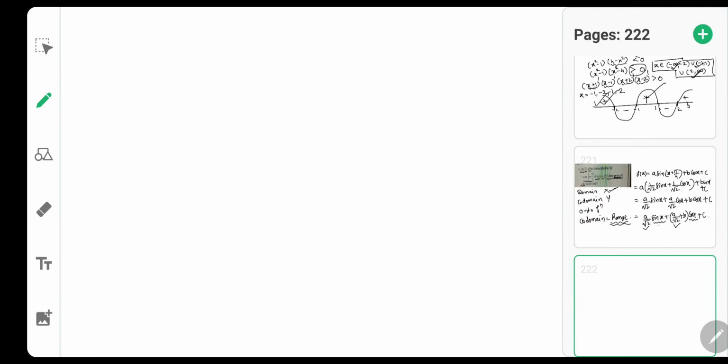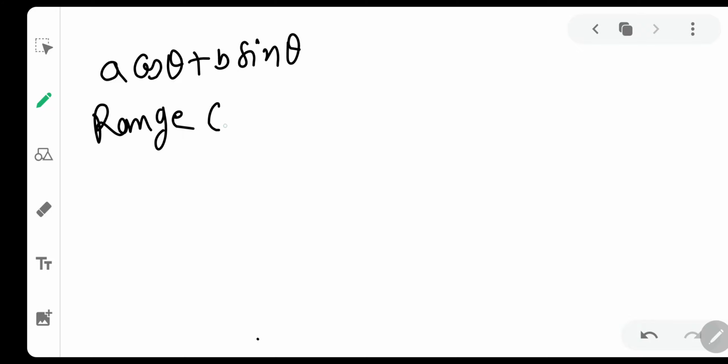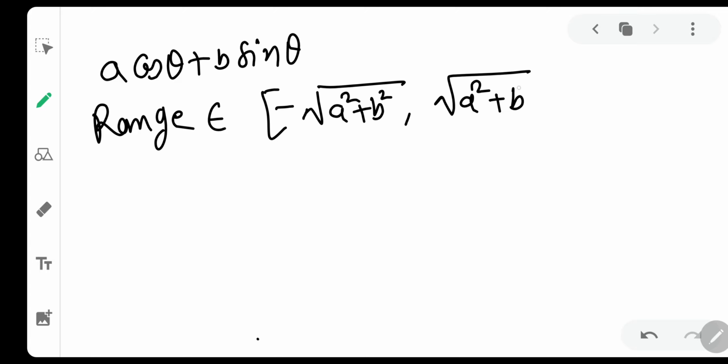Okay, now before moving ahead, you should know that a cos theta plus b sin theta has the range from minus under root a square plus b square to under root a square plus b square. This you should know. A cos theta plus b sin theta has the range from minus under root a square plus b square up to under root a square plus b square.